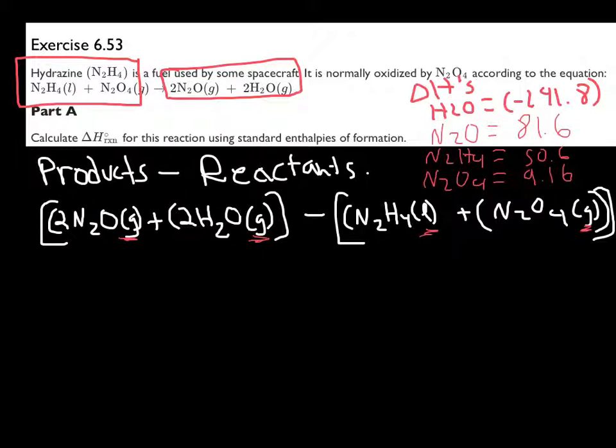So we have 2 multiplied by N2O gas. Well, let's look at what I found. I got 81.6. So 2 times 81. I apologize, I'm going to make this even more clear. We have a bracket, and inside that we have 2 multiplied by, what did we say? We agreed it was 81.6, in parentheses, plus 2 multiplied by minus 241.8, in parentheses.